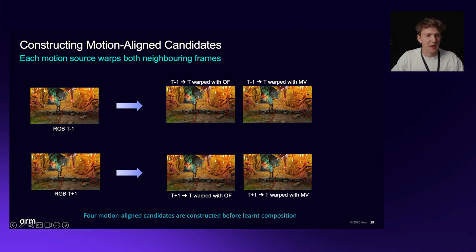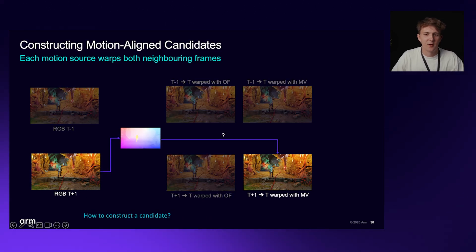So this is what our 4 candidate frames are, and this is kind of how we get them. And each one of these is a possible reconstruction of the interpolated frame at T. And these are constructed in the pre-process phase of NFRU before we start trying to do any sort of neural learned composition.